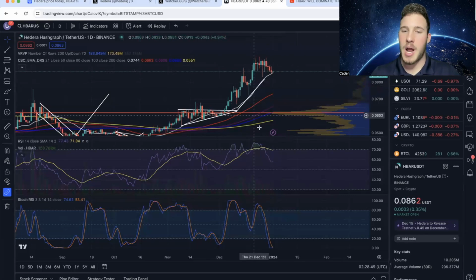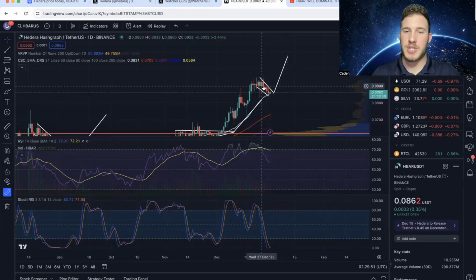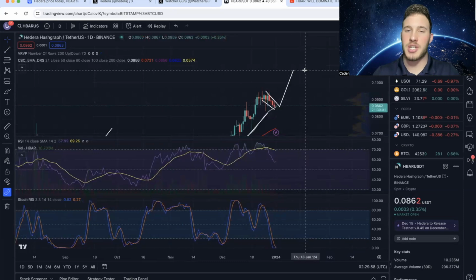The first thing I'm seeing right off the bat is that the RSI and stochastics are starting to reset. In addition, price action swings from a lower low to a higher low. The RSI swings from a higher low to a lower low. That is class A bullish divergence, which typically signals a local bottom has been reached. Now, you could also argue that Hbar is forming a bull flag, which breaks up 68% of the time, and this has a measured move to just under 11 cents.